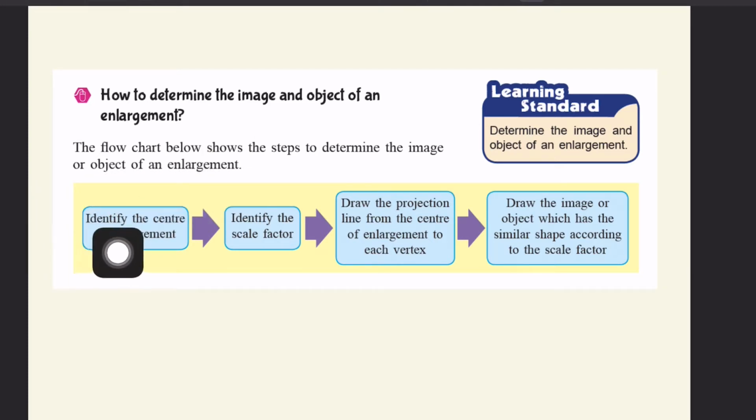The first step is identify the center of enlargement. Then identify the scale factor. Then draw the projection line from the center of enlargement to each vertex. Remember, finally, draw the image or object which has the similar shape according to the scale factor. If you follow these 4 steps, it will make your steps easier.